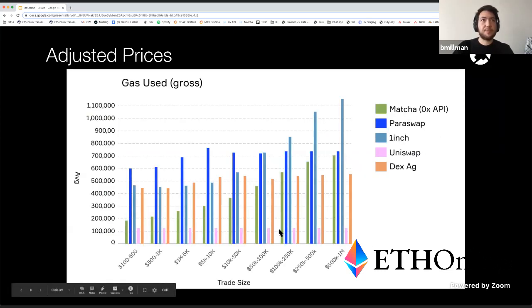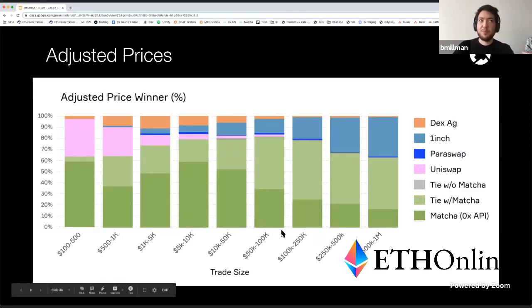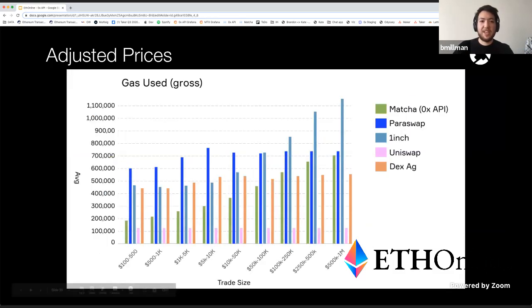Cool. So how do we actually produce such great prices? Well, one of the pieces of the puzzle is adjusted gas prices. The reason why we're able to produce these results is because of our efficient gas usage. This graph comes from the same simulations that I just described, and it shows that the 0x API outcompetes all other options besides Uniswap when it comes to gas usage.